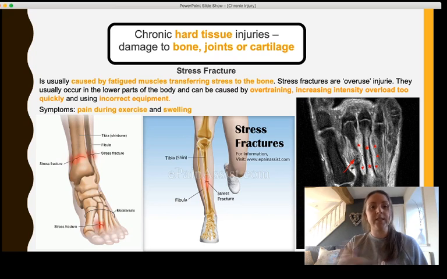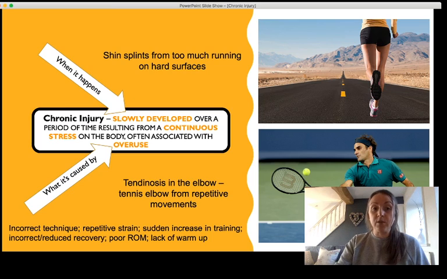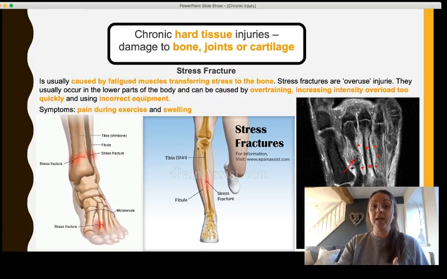So hard tissue injuries are any injury to bone, joints and cartilage. So a chronic hard tissue injury is an injury that's slowly developed over a period of time, resulting from continuous stress on the body associated with overuse, and it results in an injury to bones, joints and or cartilage. A really good example of this is a stress fracture. We looked at open and closed fractures in the acute injury video. Here we're looking at stress fractures because a stress fracture is built up over a period of time, so it's a chronic injury.